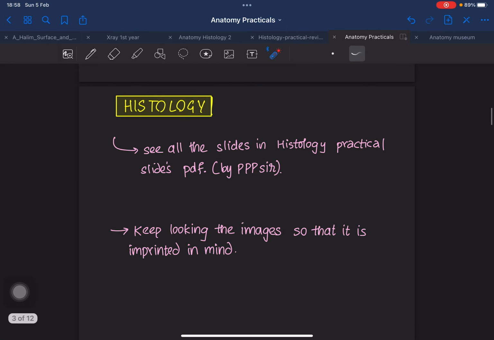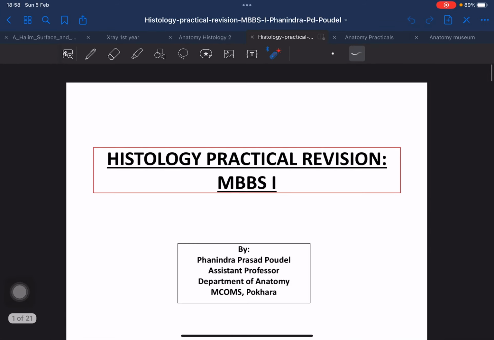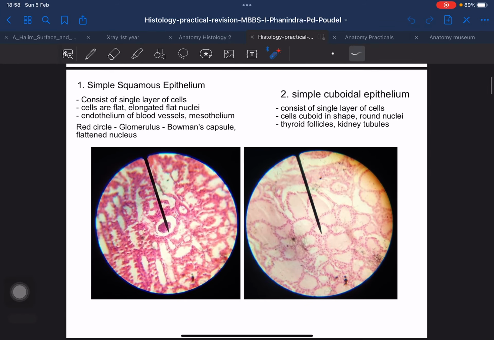Okay, so for the histology section, there are the slides given in Manipal, given by Fanindra sir. So have a look at all of the slides that are present in that PDF. Okay, so this is the PDF. You can have a look at all the slides that are given here, that includes the simple squamous epithelium, simple cuboidal epithelium.